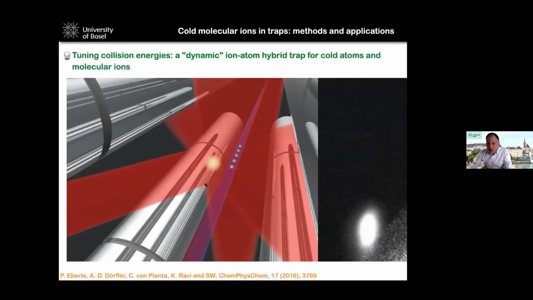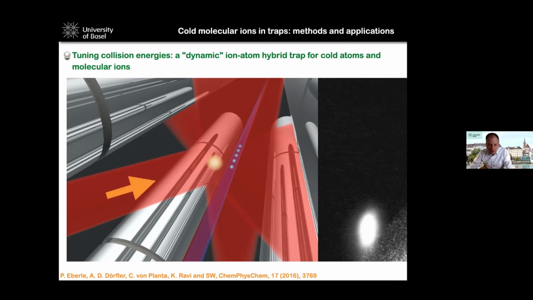Okay, we now also did a slight upgrade to our experiment in order to be able to more precisely tune collision energies, because we've already seen that the collision energy dependence of these processes is of large interest in this whole discussion. We came up with what we call a dynamic ion-atom hybrid trap, where we did not overlap the magneto-optical trap with the ions in the center directly, but we produced it off-site from the ions, and then we used a laser beam to exert radiation pressure on the ultracold atom cloud to push them through the ions and recapture the atoms on the other side.